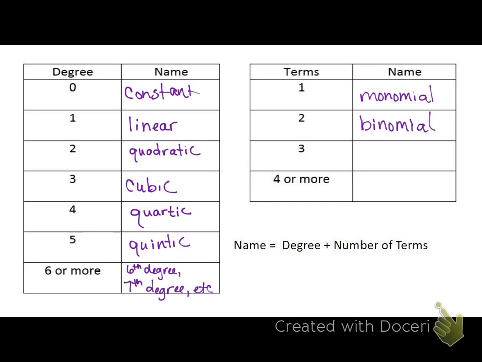What about three? Trinomial. What about anything more than 4 or more? What are we going to refer to it as? Fourth degree, fifth degree. No, 4 or more is going to be a, what are we adding and subtracting today? Numbers. We're going to call it a polynomial. Oh, I was close. Okay?